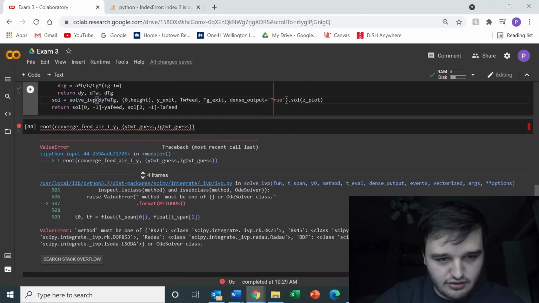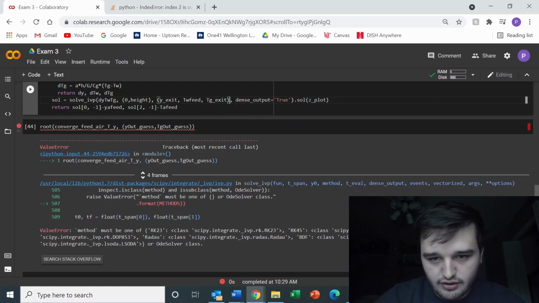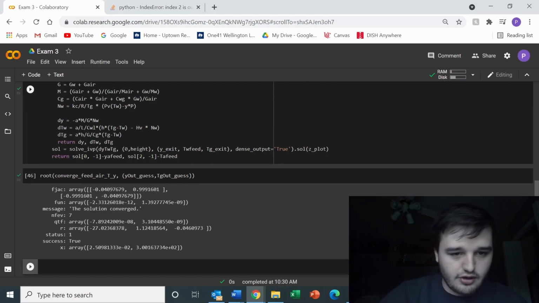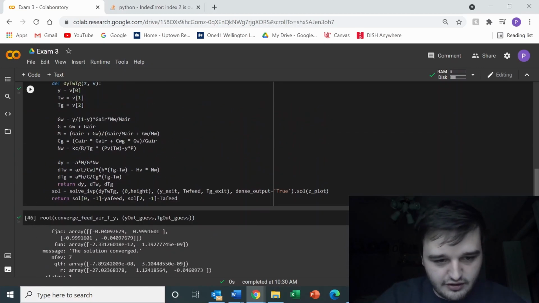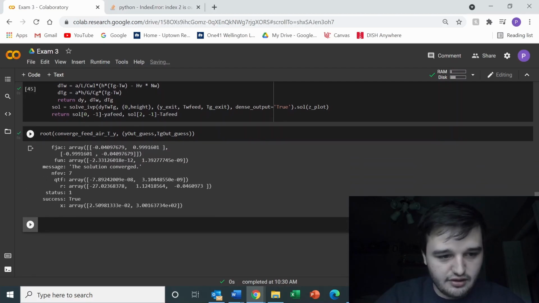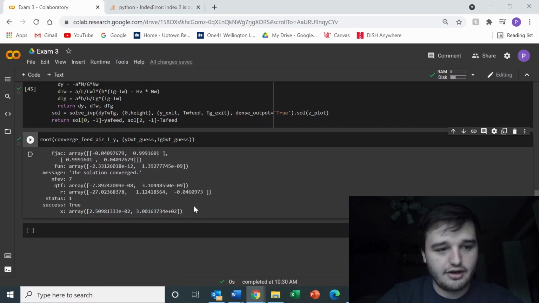Maybe it's mixing. Something's wrong with the method, and I believe it's because we don't have parentheses around here telling it that that's the initial value, not a method. There we go. Okay, so it was a problem with the method. It was thinking that was a different argument and not the initial values. Okay, so the solution converged, which is good, and it gives us our answer in this array right here.